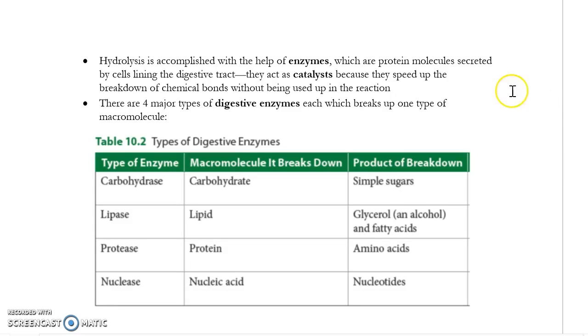If you've talked about catalysts in chemistry, catalysts are something that will speed up a reaction. But an enzyme, what's important is that it does not get consumed itself.